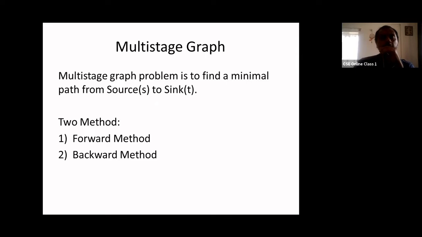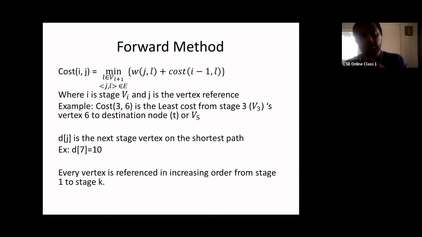To solve this, we have two techniques which are followed in dynamic programming. One is called the forward method, which is most probably being considered, and the other one is the backward method. Now, in our discussion today, we are focusing on the forward method, and this is comparatively very simple. Now, what does this forward method say?